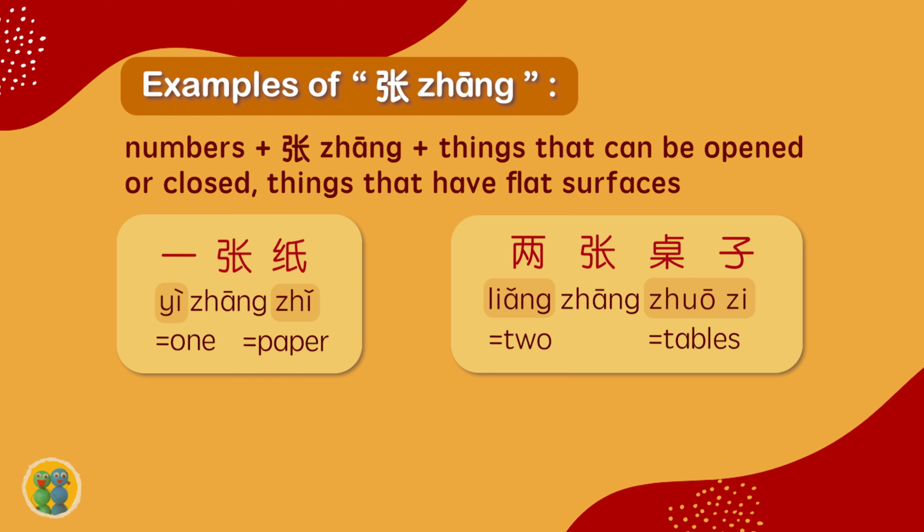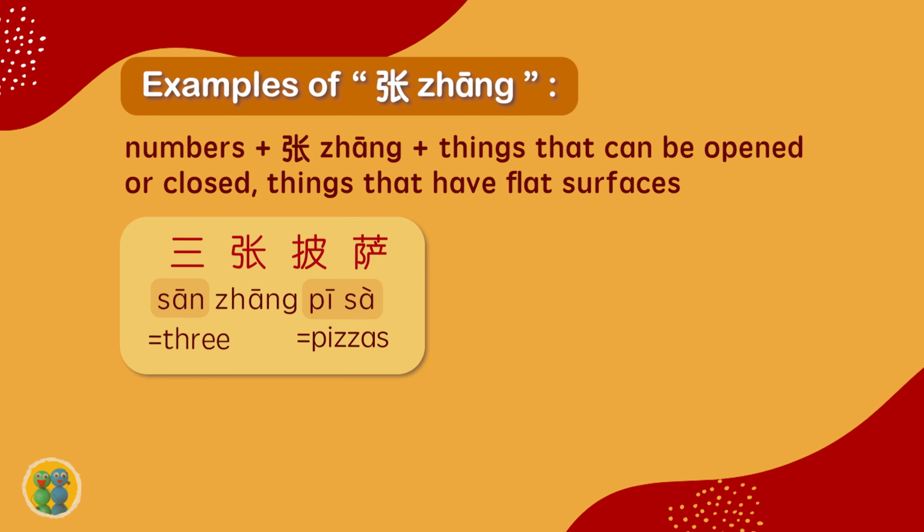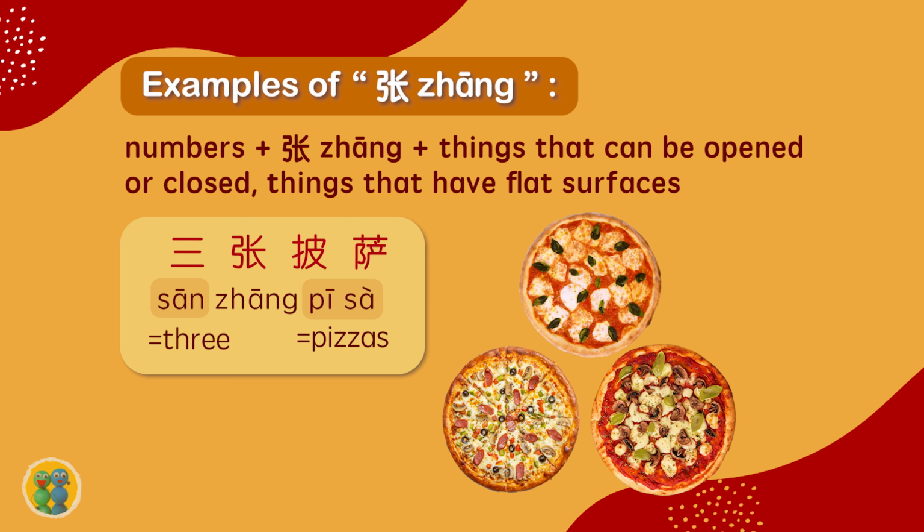Examples of zhāng: 一张纸, 一张纸. 一 means one, 纸 means paper. 两张桌子, 两张桌子. 两 means two, 桌子 means tables. 三张披萨, 三张披萨. 三 means three, pizza means pizzas.